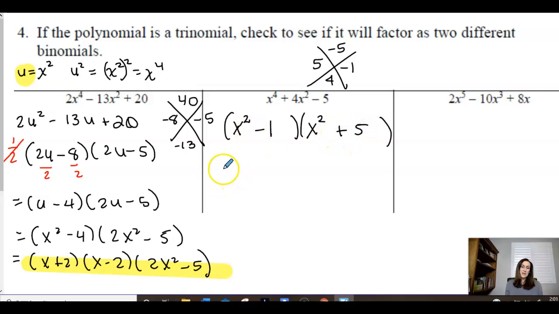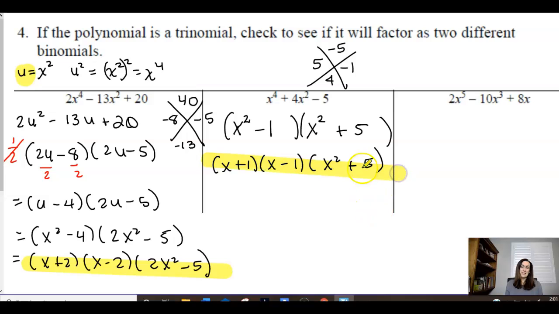Now x squared subtract 1 is a difference of 2 squares. So x plus 1, x subtract 1, and then x squared plus 5. Really, that's your final answer for this worksheet.